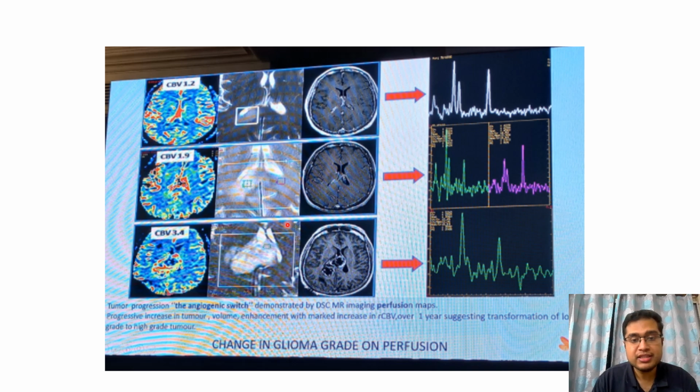Perfusion imaging in this case was helpful to detect this lesion before the T1 post-contrast images, and hence this phenomenon has come to very good use to detect a low-grade glioma with the help of perfusion imaging. So we should remember to do a perfusion map in any case of suspected low-grade neoplasm where the T1 post-contrast images are not very definitive for the diagnosis.